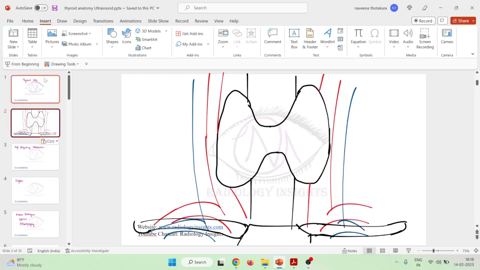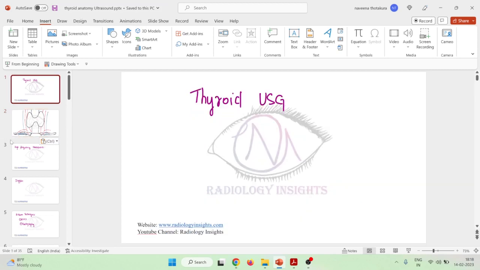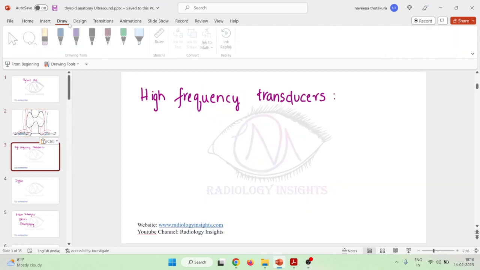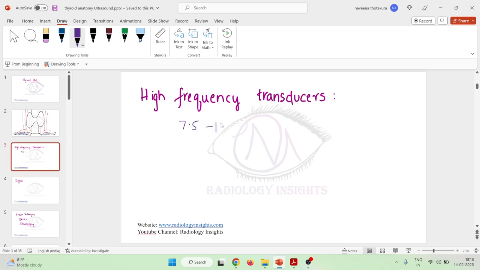For thyroid ultrasonography, we can use high frequency transducers. High frequency means transducers of 7.5 to 15 megahertz are necessary. These high frequency transducers will provide a depth of 4 to 5 centimeters. They provide a penetration of 4 centimeters.